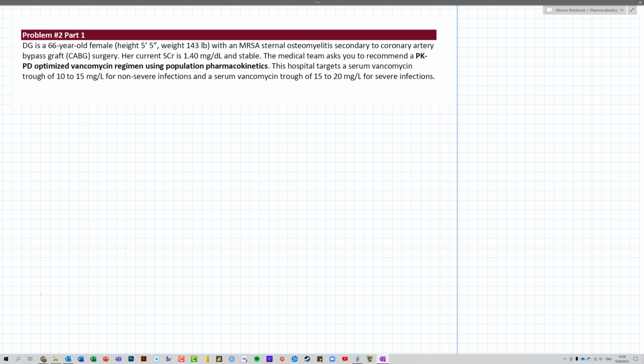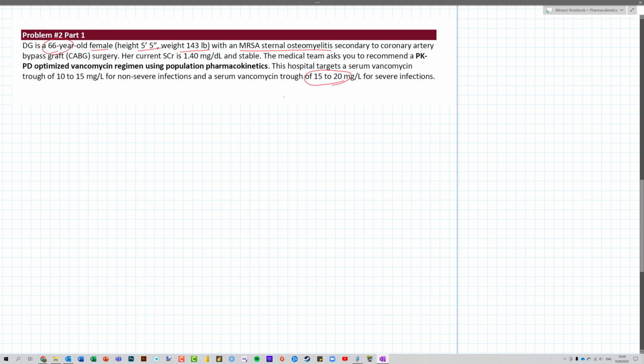The medical team asks you to recommend a PK/PD optimized vancomycin regimen using population pharmacokinetics. Now, this hospital targets a serum vancomycin trough of 10 to 15 for non-severe infection and trough of 15 to 20 for severe infection. So again, the important information is the age. This is a female, height, weight. This is a MRSA osteomyelitis, so this is a severe infection.